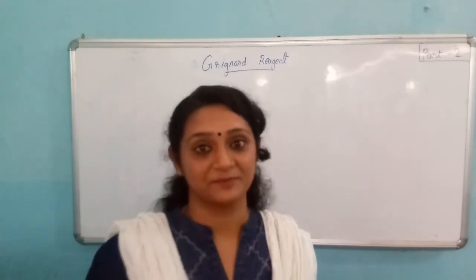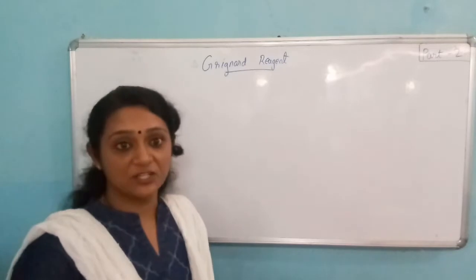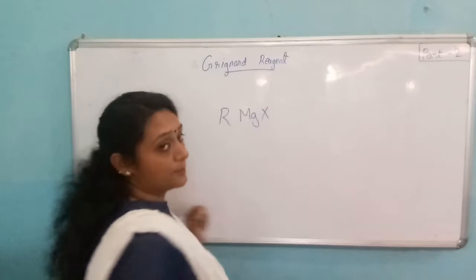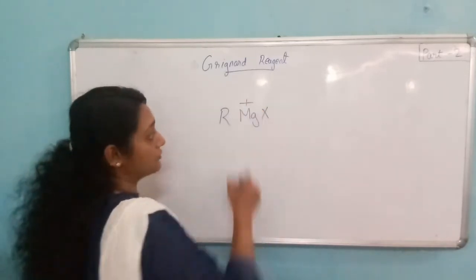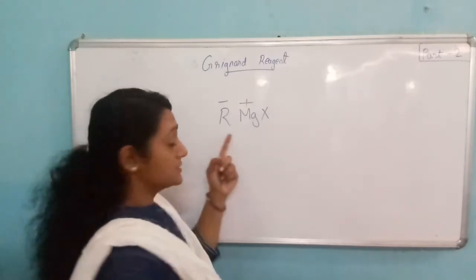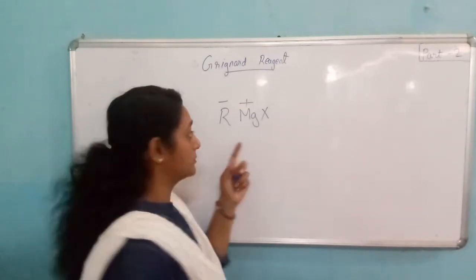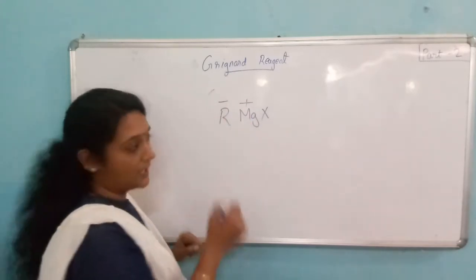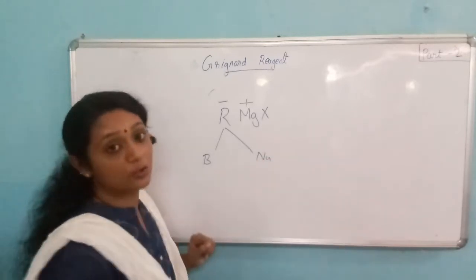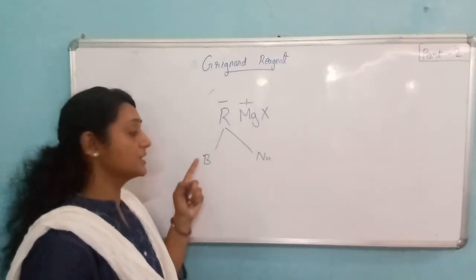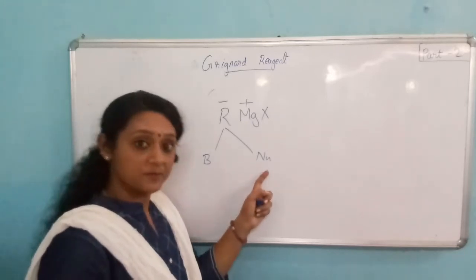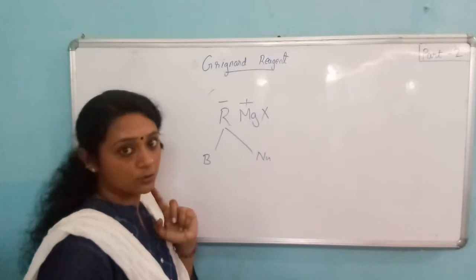So let's start. We know that Grignard reagent is represented as RMgX. Magnesium is electropositive in nature, so it has a positive sign, and R has a negative sign, a carbanion. It is a highly reactive reagent due to the formation of this R minus, and this R minus can act as a strong base and a strong nucleophile. In the presence of H plus, it can easily accept H plus and act as a strong base. In the absence of H plus, it can act as a strong nucleophile.